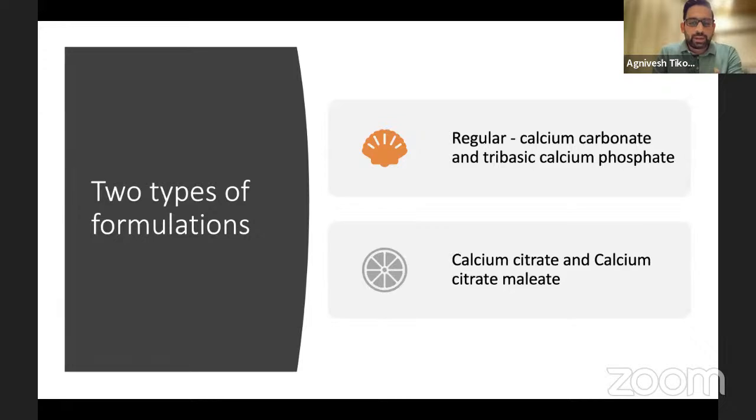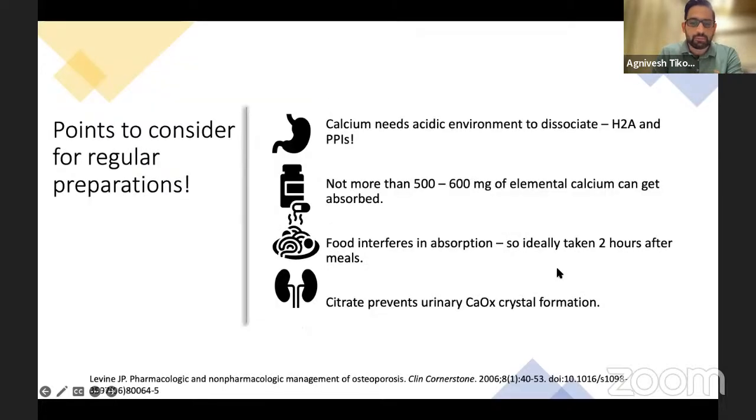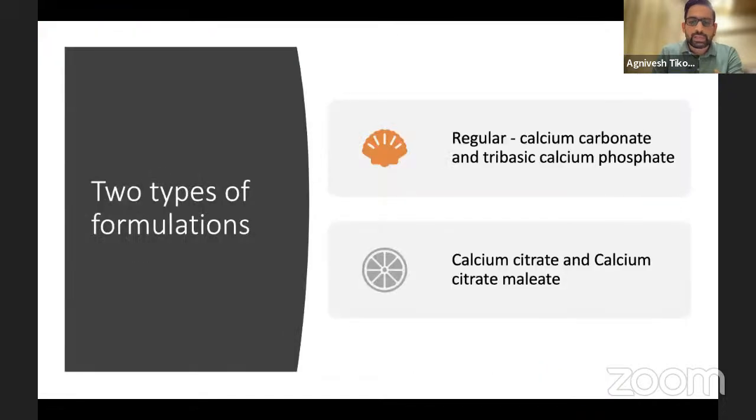Now, there are two types of calcium tablets. One comes as calcium carbonate or tribasic calcium phosphate, and the other are the citrate or maleate based prescription formulations. The first ones need to be given on an empty stomach. Empty stomach means food interferes with the absorption. So you have to preferably give it 2 hours after dinner, so that the patient is not eating anything after that which could interfere with absorption.